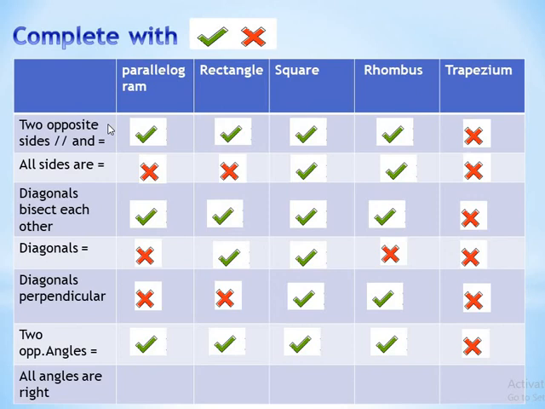All angles are right angles. Or you can say it in another way: one of the angles is a right angle. Okay, parallelogram? No. Rectangle? Yes. Square? Yes. Rhombus? No. Trapezium? No.